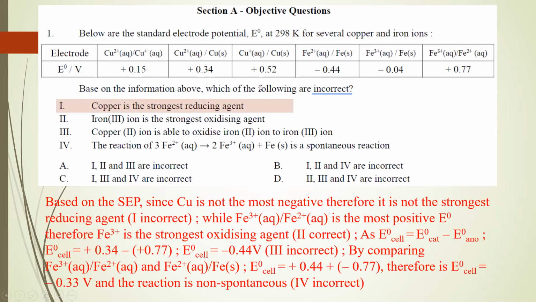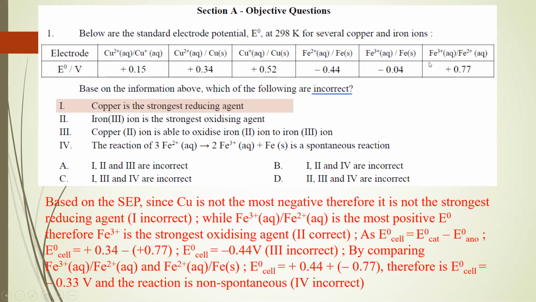Then number 2, iron 3 ion is the strongest oxidizing agent. So we look for the most positive value. Positive 0.77, yes, Fe3+. So number 2 is correct, which is not the answer. Number 3, copper 2 ion is able to oxidize iron 2 to become iron 3.